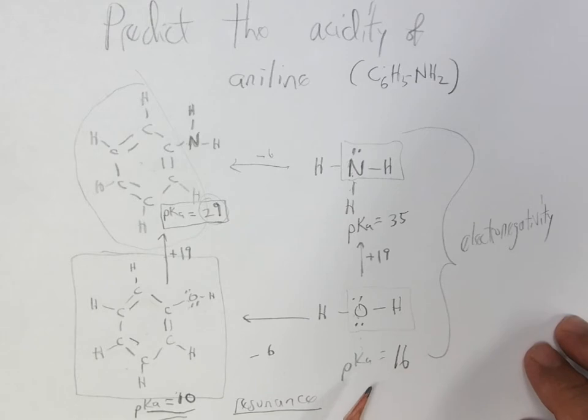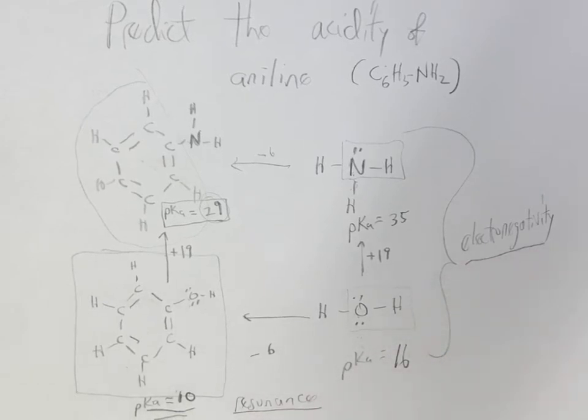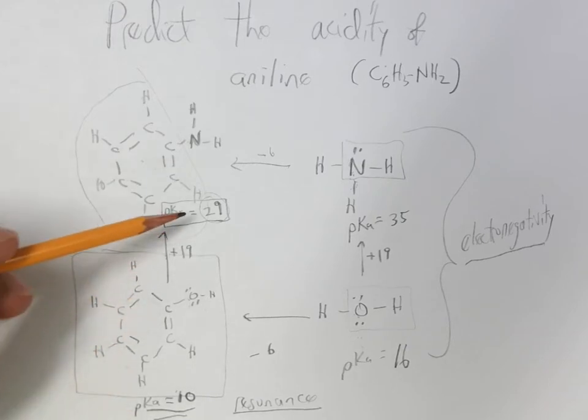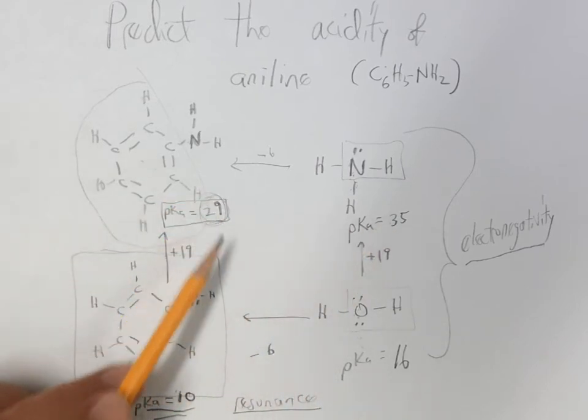And then looking at electronegativity, going from an oxygen to a nitrogen should decrease the acidity by about 19 pK units based on the electronegativity of the atom directly attached to hydrogen. And that would also predict 10 plus 19 is 29, 35 minus 6 is 29.